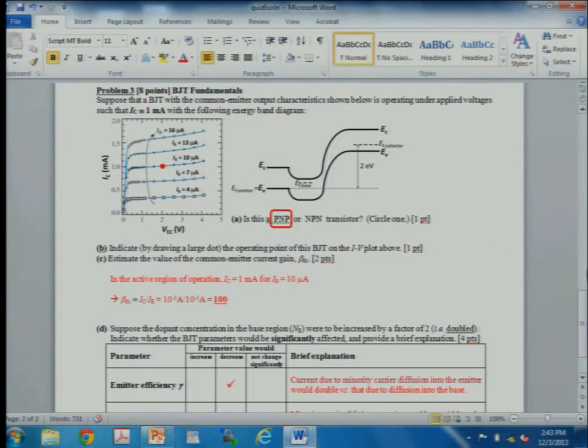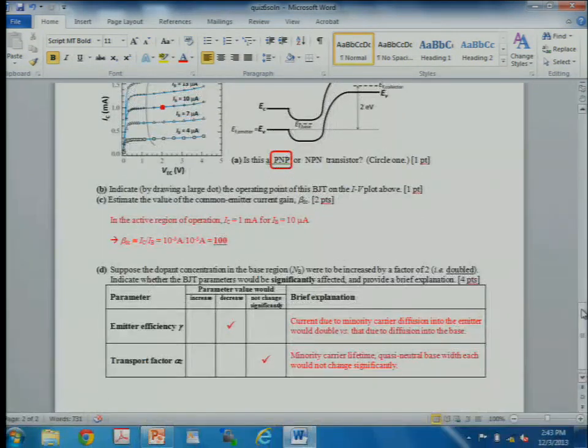Okay. And finally, if you increase the doping concentration by a factor of 2, well, the emitter injection efficiency degrades because you'll have twice as many electrons injected into the emitter compared to holes injected into the base. So you don't like that. That's bad for efficiency of injection, because you would like to have most of the carriers injected from the emitter into the base. And then the transport factor, it doesn't change significantly.